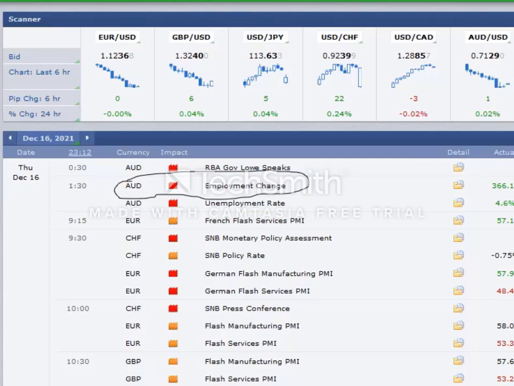So I need to understand that we are looking for an employment change. After understanding the news that is being released, you need to note the currency in which the news is being released. Employment rate is being released on what currency? Then you see the AUD.